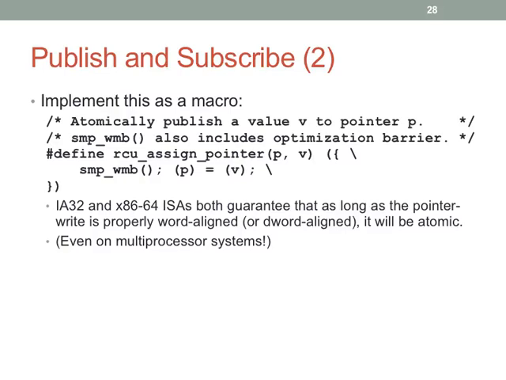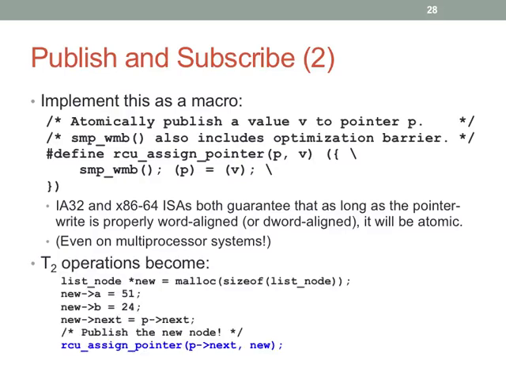Now, what's cool about this is it's just assignment, because these things are going to be word-aligned, and on x86, word-aligned writes are always going to be atomic. So we already did that, right? So that's publishing. We update our code, and instead of having just p arrow next equals new, now we say RCU assign pointer. And that will do the appropriate steps of ensuring that there is both an optimization barrier and a write memory barrier before this step occurs.